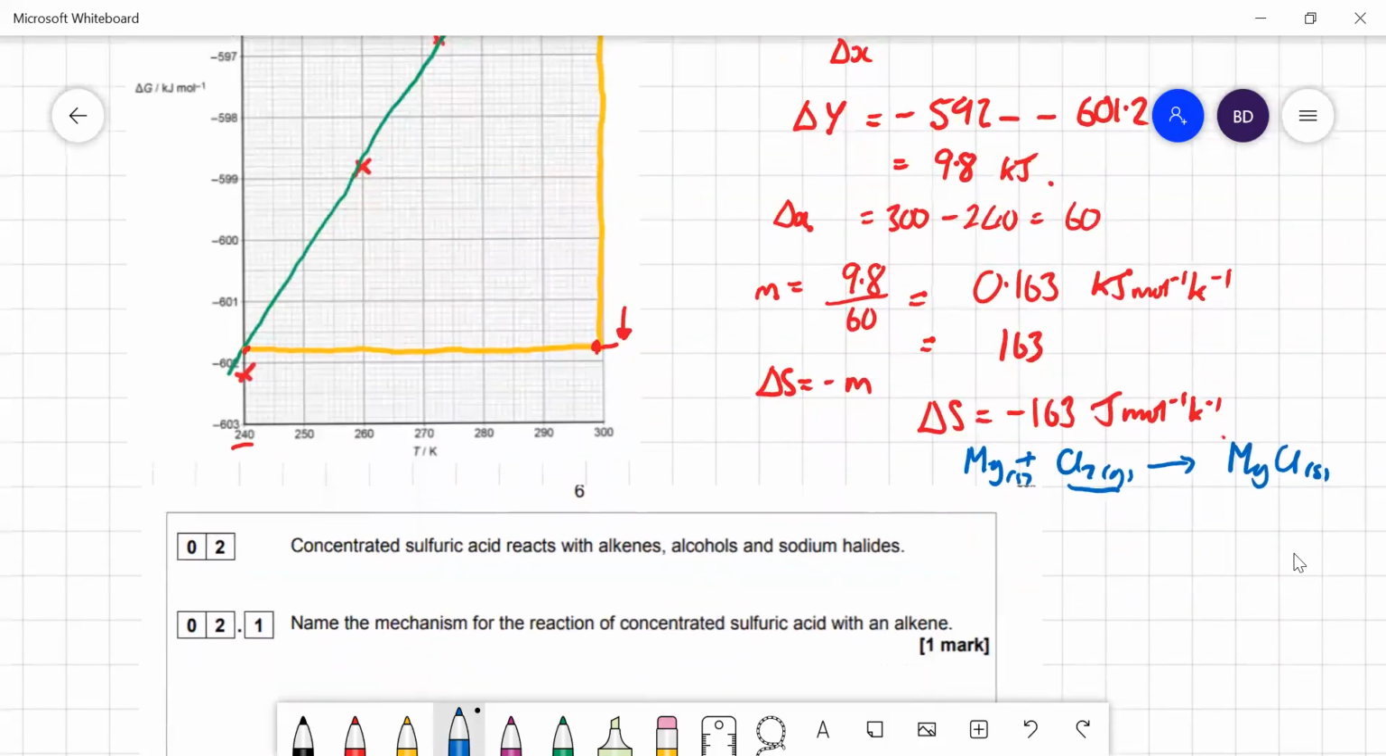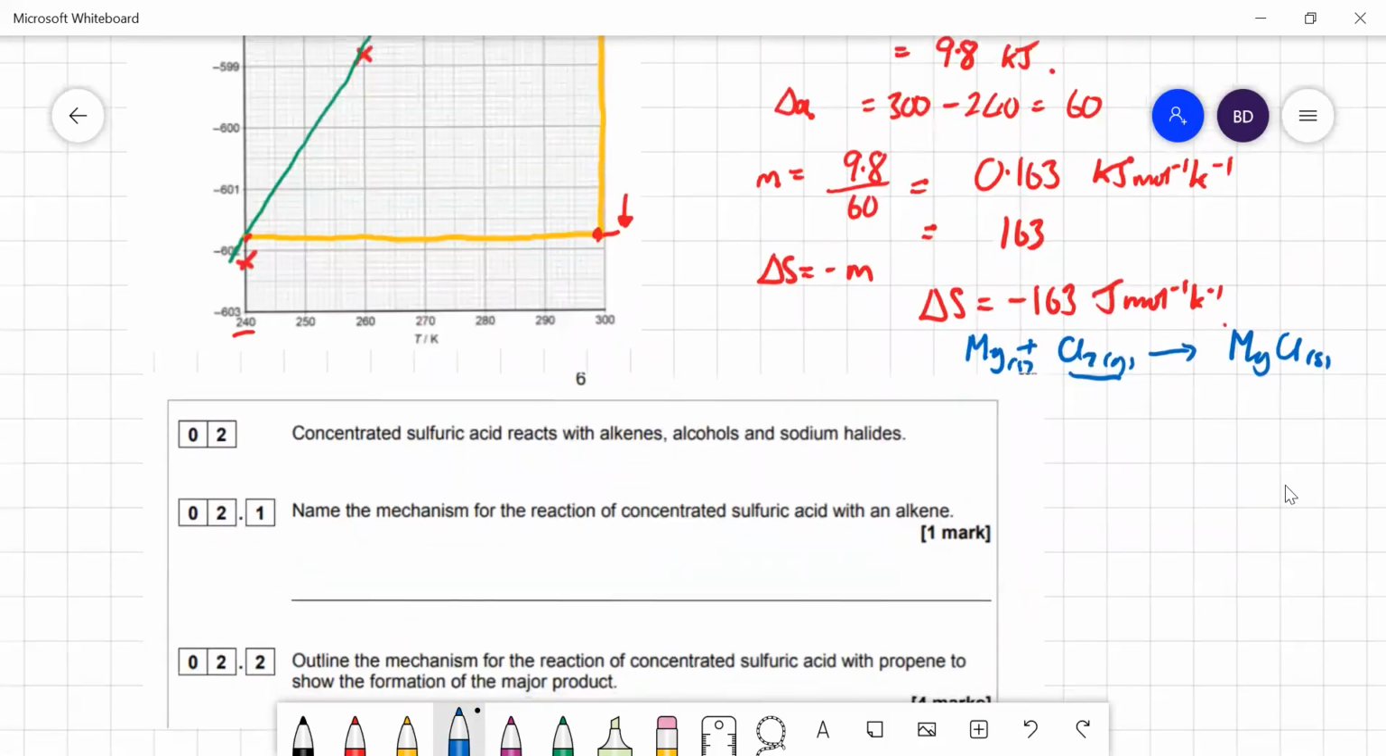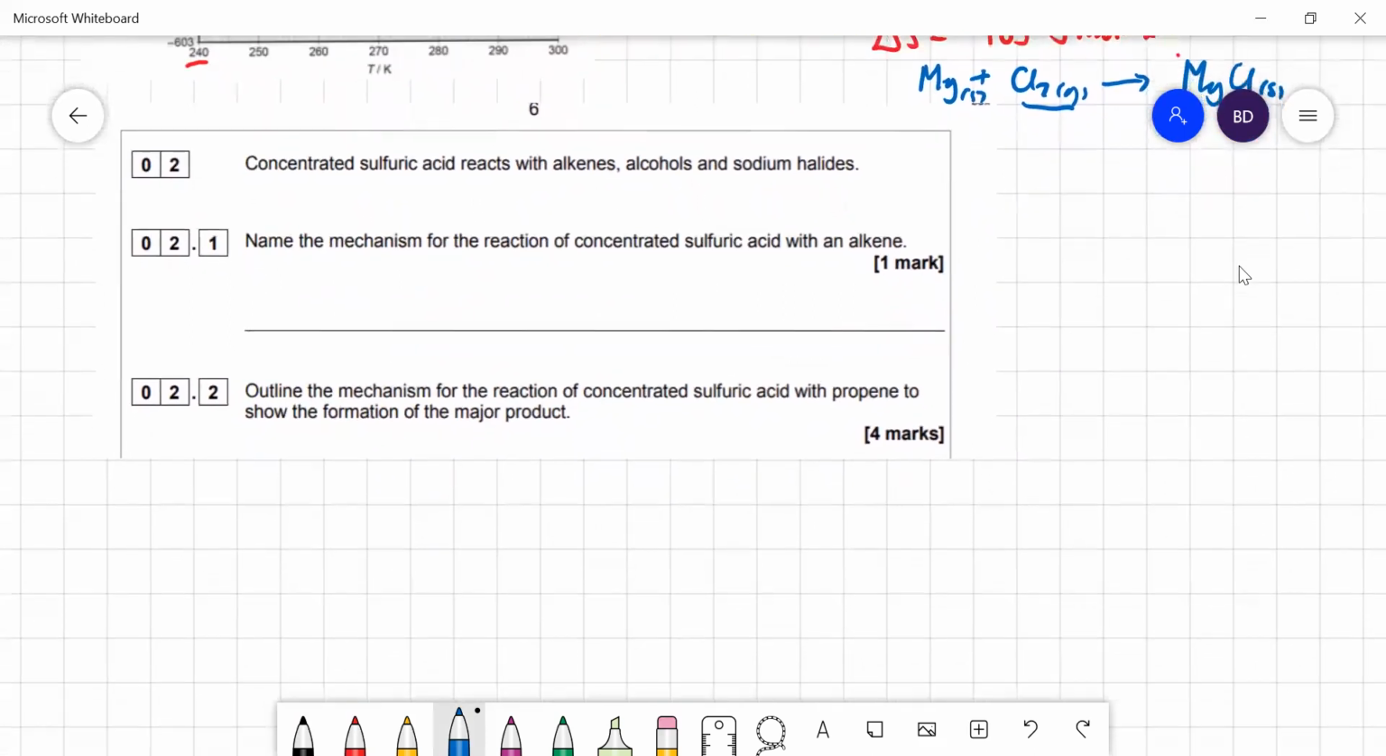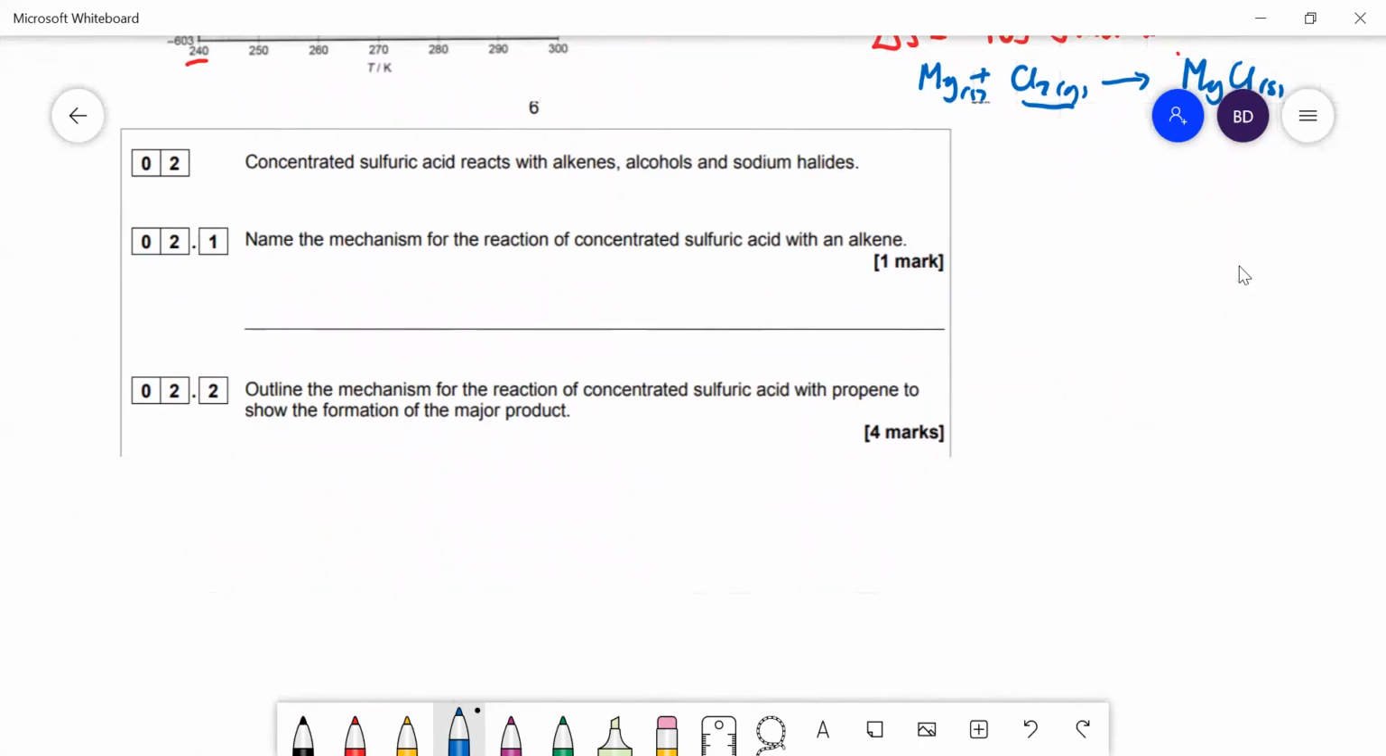All right, number 2 is a question all about sulfuric acid. Okay, concentrated sulfuric acid reacts with alkenes, alcohols, and sodium halides. The mechanism for the reaction of concentrated sulfuric acid with an alkene, if you remember, and we're going to do the mechanism in a minute, is electrophilic addition.